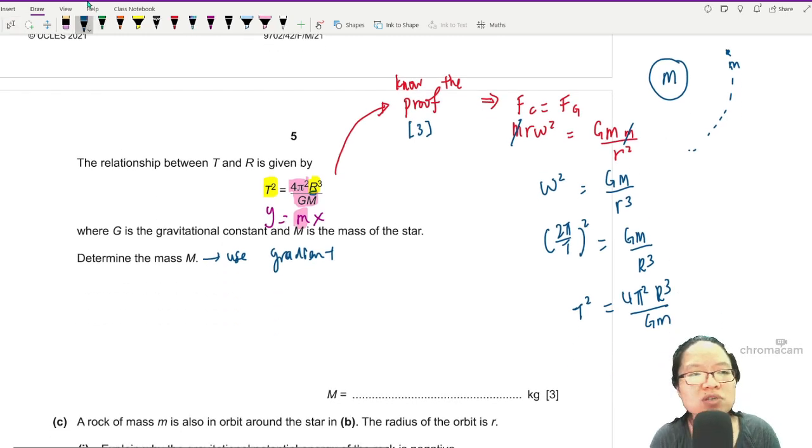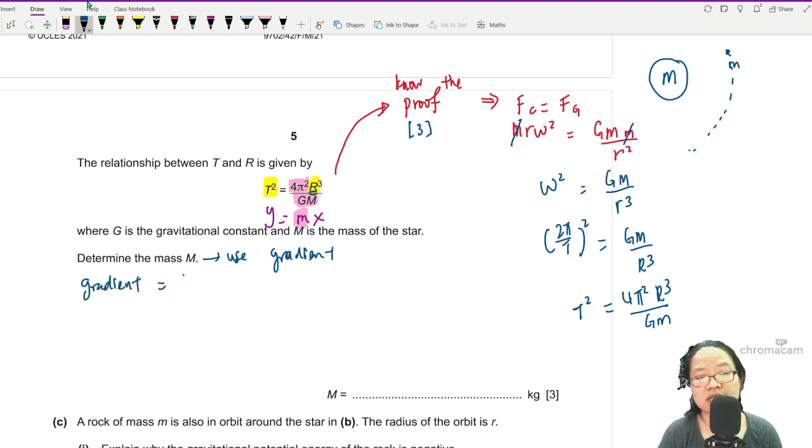This is always the first mark. You announce boldly to the examiner, hello examiner, I am a smart kid, I know the gradient is 4 pi squared over GM. Mic drop, you get the first mark. Start with this, because who knows, maybe you make a mistake somewhere. So it's more like getting the insurance first, getting the first mark.